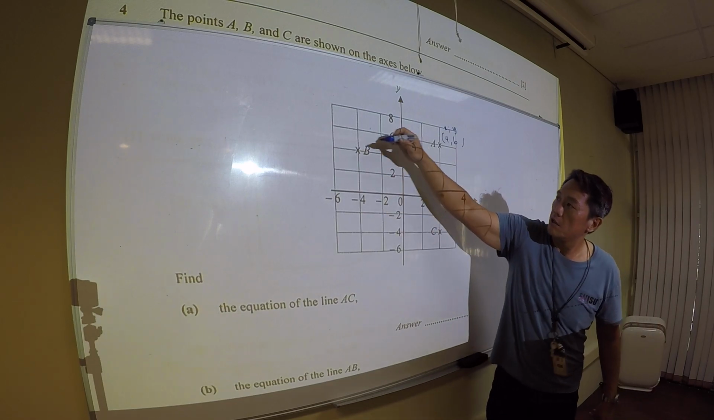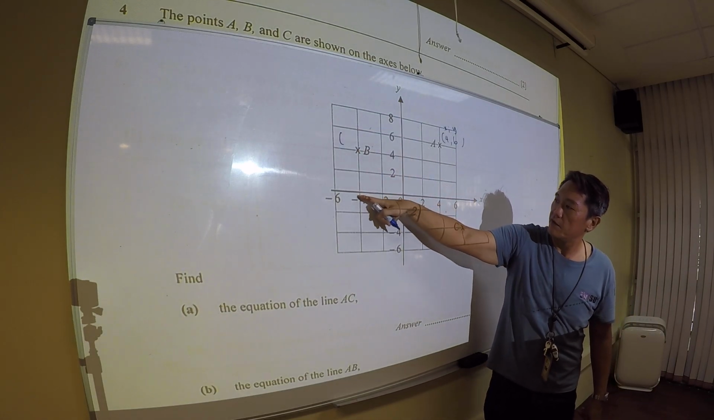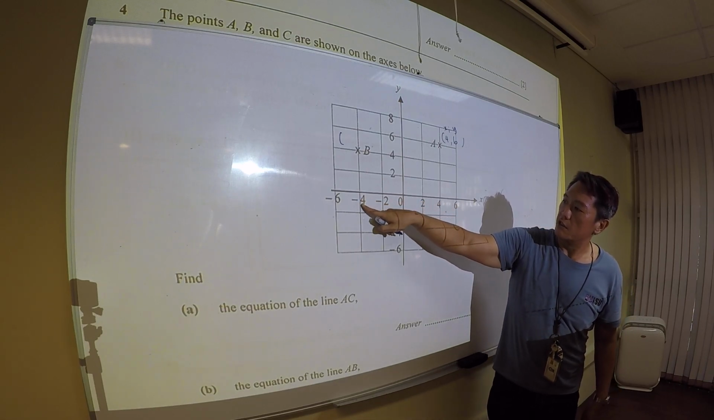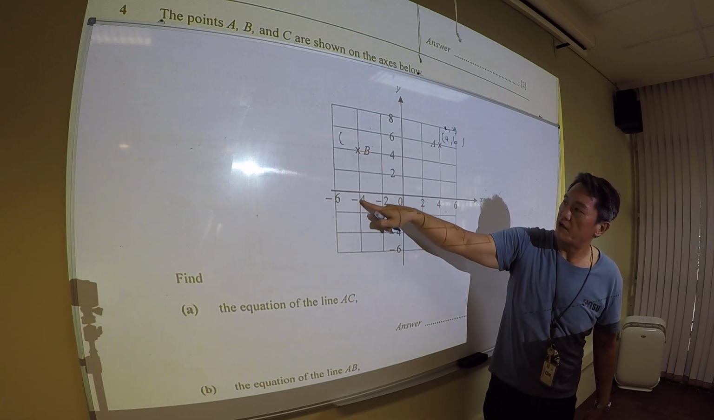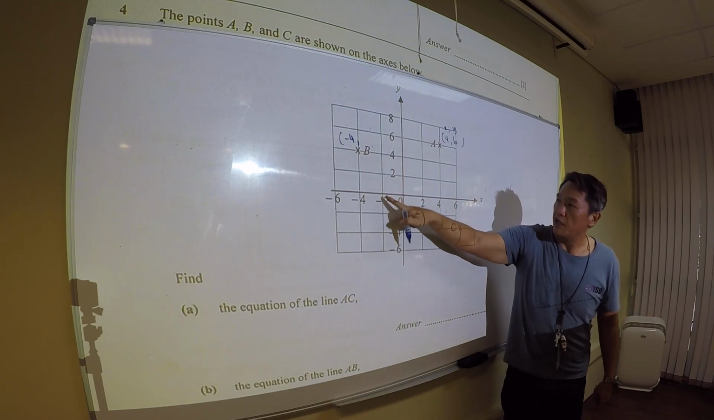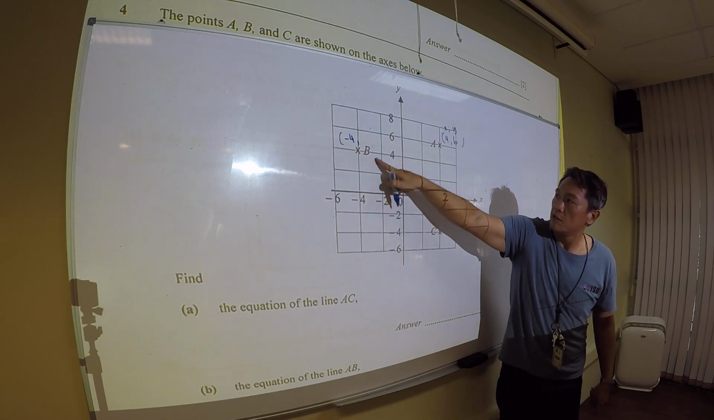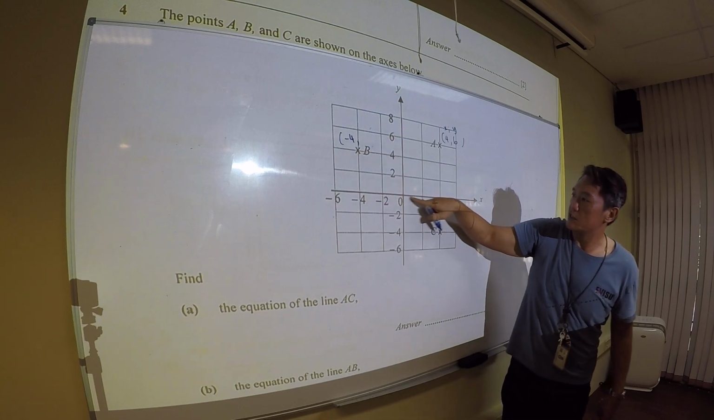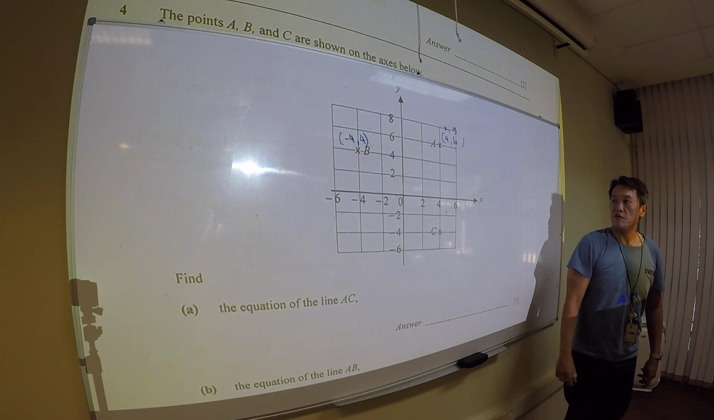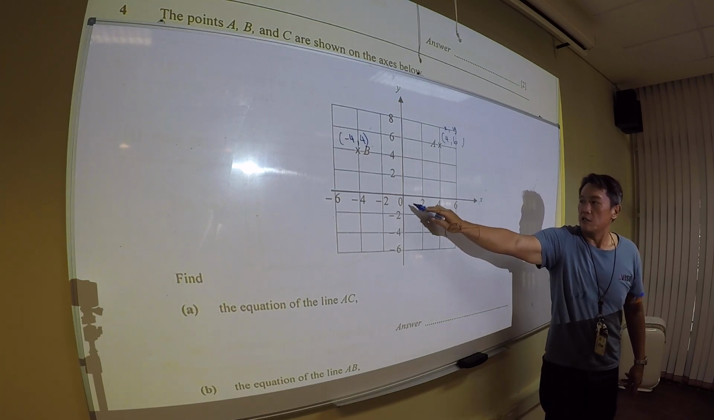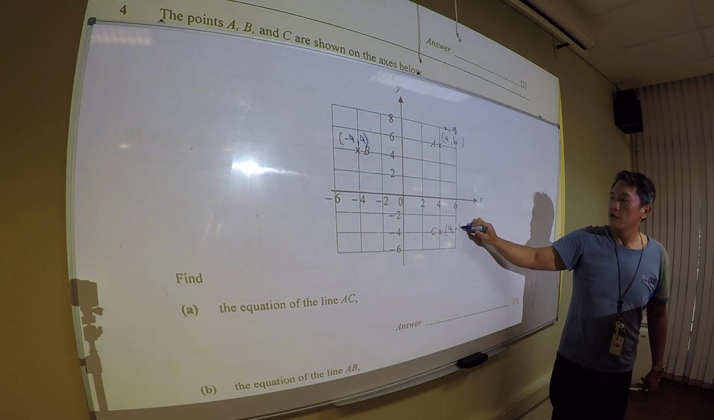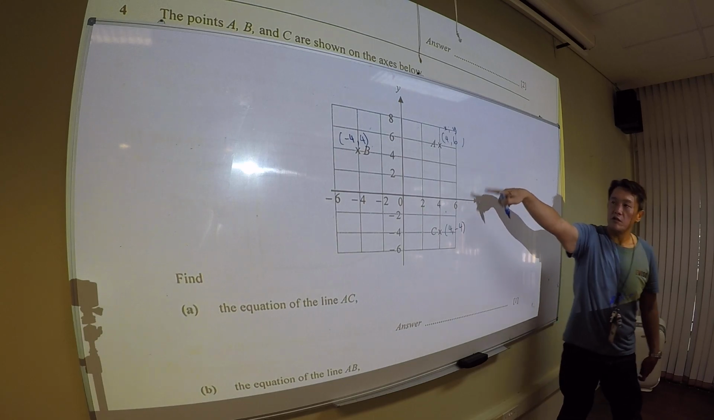Then for B, the coordinate: it goes left from 0 in the x direction, by 4 units, so the x is -4. The y is how high it is, so it is 4 from the 0. So point B is (-4, 4). Point C is right 4, down by -4, so (4, -4). So these are the coordinates of the 3 points.